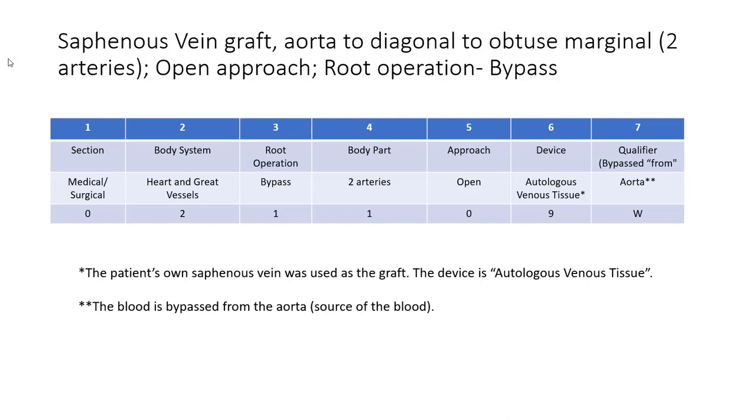The next procedure is the saphenous vein graft, connecting the aorta to the diagonal and to the obtuse marginal. So that's 2 arteries. Open approach, bypass, and there's your table. Your device is autologous venous tissue because it's coming from the patient's own saphenous vein. And the source of the blood is the aorta. The code for this particular part of the procedure, 021109W.